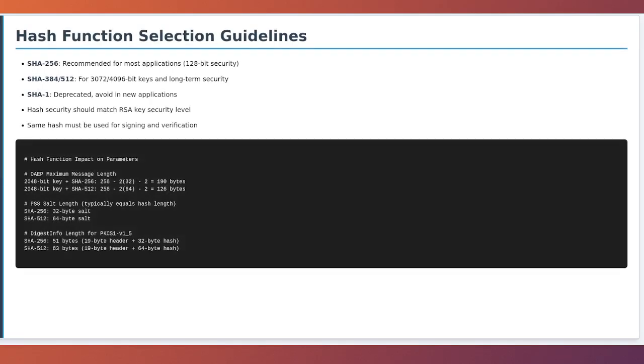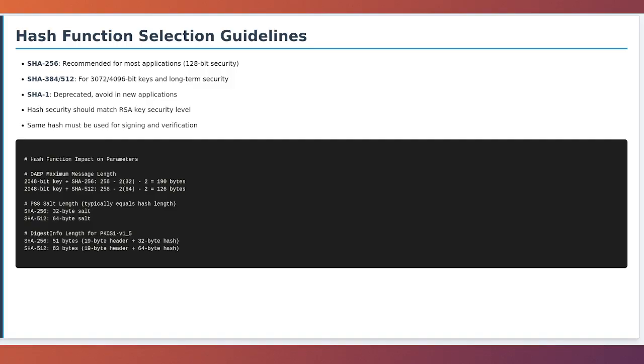Hash function selection. RFC 8017 is hash function agnostic, meaning you can use it with various hash functions. However, the choice of hash function significantly impacts the security of your RSA operations. Let's discuss how to select appropriate hash functions for different use cases.